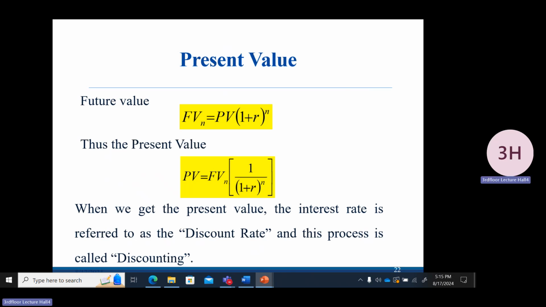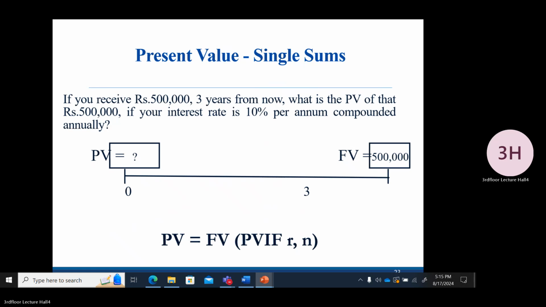Now we look at this example. If you receive 500,000 rupees in 3 years from now, what is the present value if your interest rate or your cost of fund is 10% per annum? What is the present value?